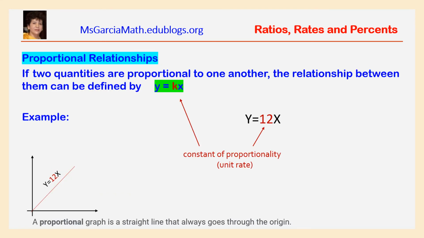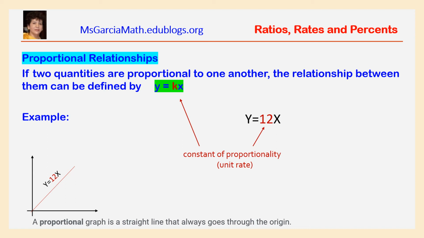Proportional relationships. If two quantities are proportional to one another, the relationship between them can be defined by y equals k times x, which shows as x increases, y also increases at the same rate. k is constant. The value of this constant of proportionality is also known as unit rate. A proportional graph is a straight line that always goes through the origin.